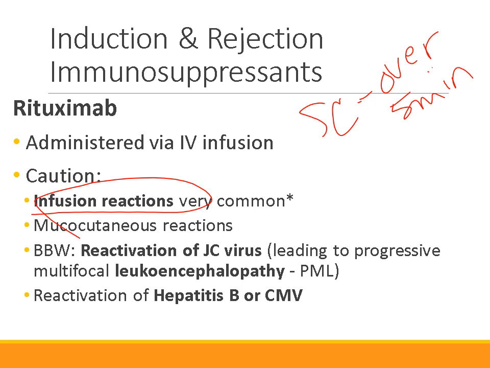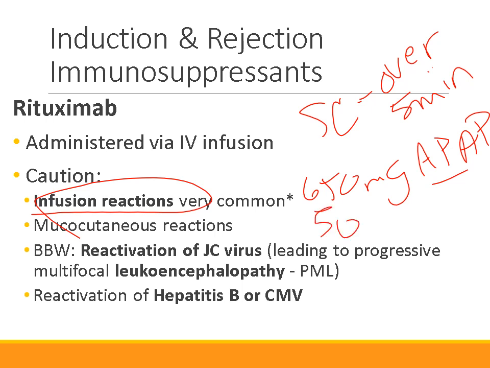In order to decrease the severity and likelihood of these, we do pre-medicate. The recommendation from UpToDate is that we give 650 milligrams of Tylenol or acetaminophen. APAP is the abbreviation for acetaminophen or Tylenol. And then 50 milligrams of diphenhydramine, that's just Benadryl. It's an antihistamine.